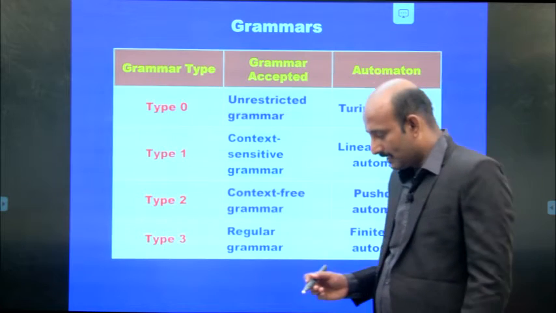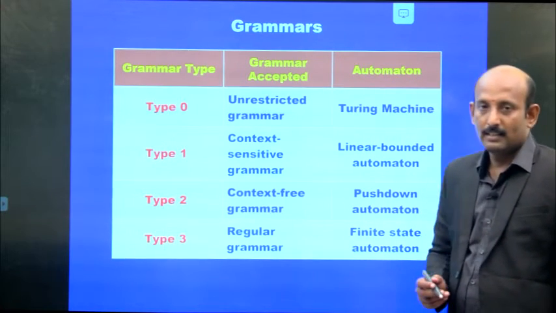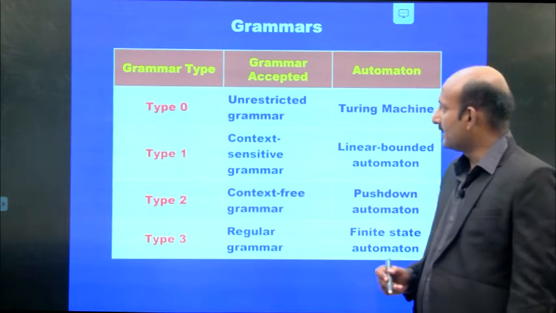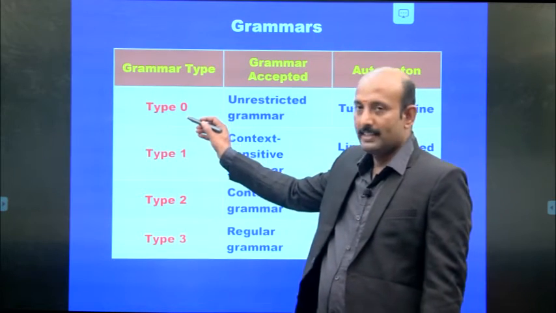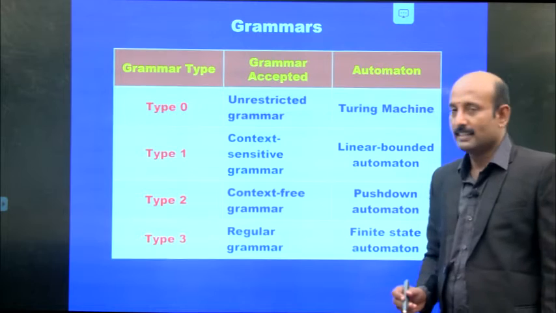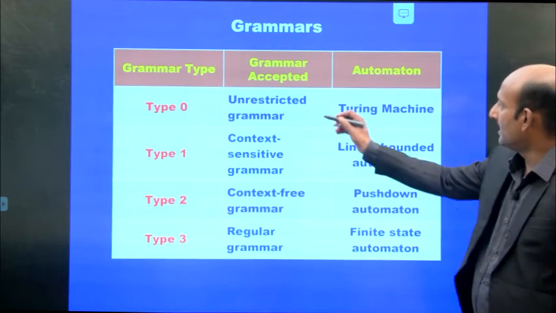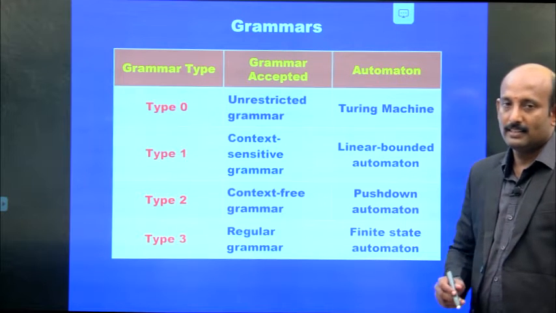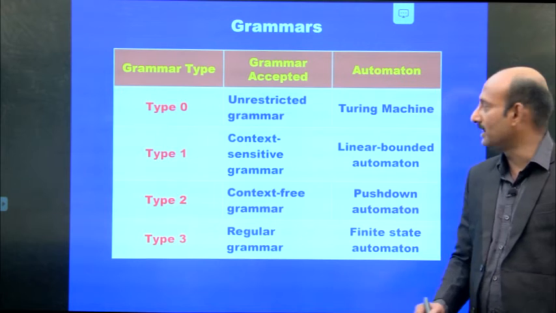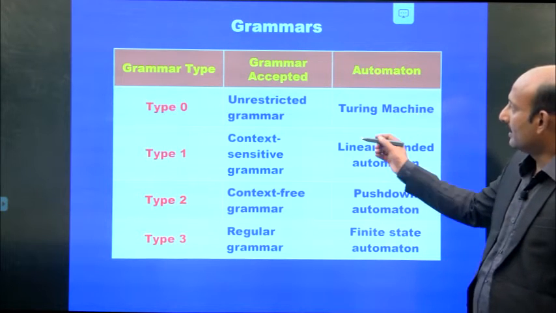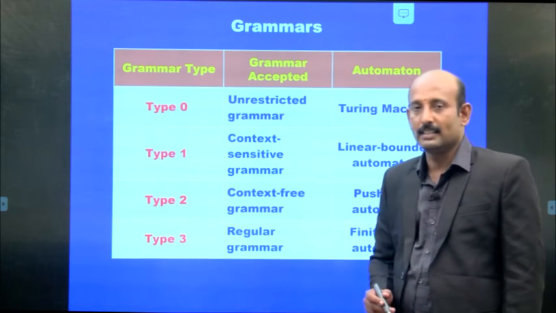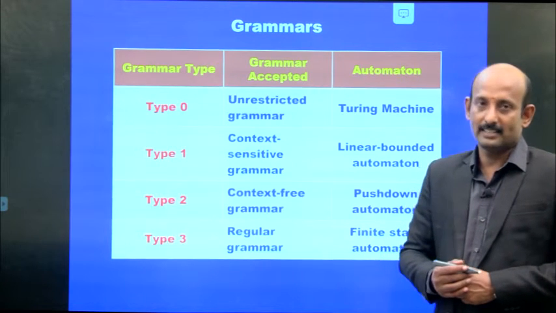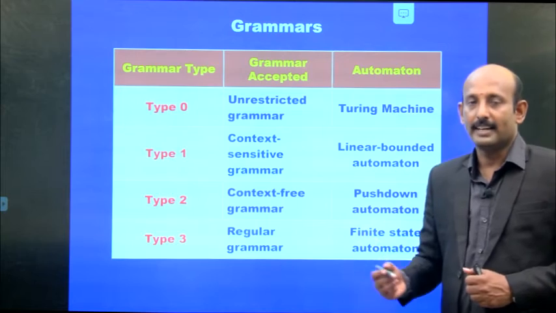Now, let's go through the grammars based on the productions. Already I told you, that is type 0, where type 0 means an unrestricted grammar. This grammar is recognized by the Turing machine. Turing is an author of automata theory, the Turing that designed the machine. That machine recognizes the unrestricted grammar. Unrestricted grammar means there are no conditions on either the left side or the right side of the productions.